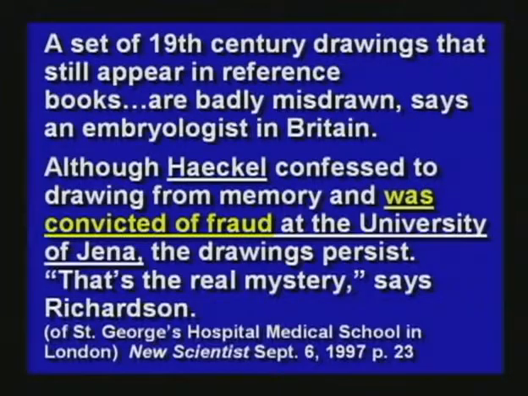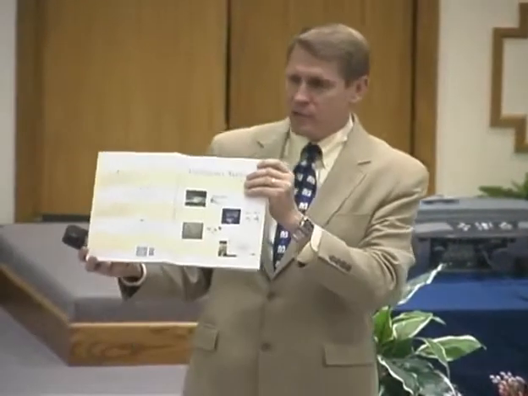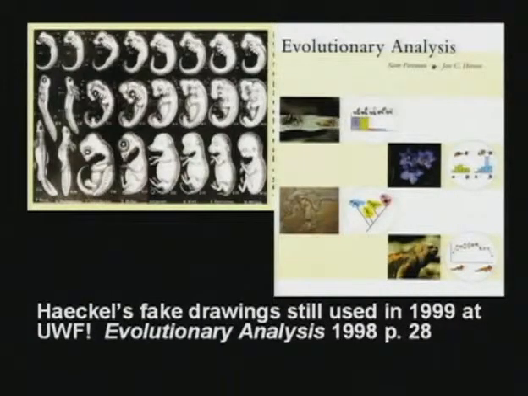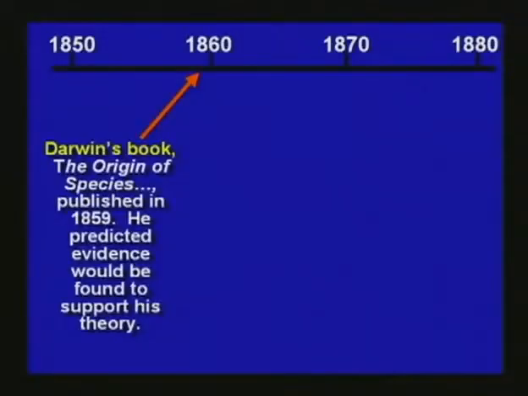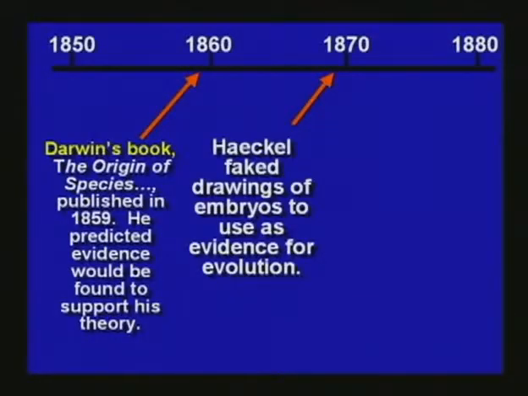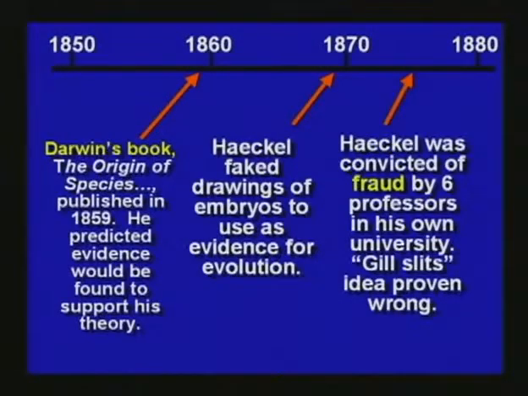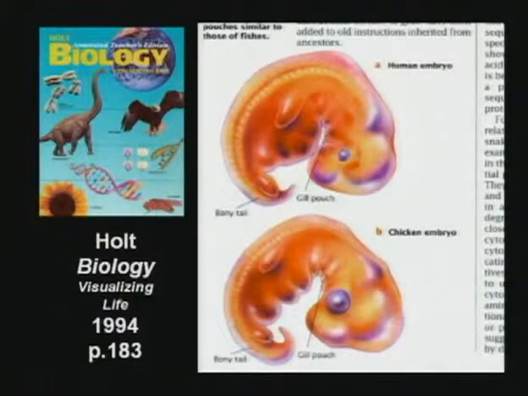It's still used in this book, Evolutionary Analysis, a college textbook, 1998 edition, used at University of West Florida: the exact same chart of Ernst Haeckel. That's only been proven wrong since 1875, okay? I know it takes a while to get textbooks up to date, but that's long enough. I think 130 years, they ought to be able to get it out by now, don't you think? Okay? More about the gill slits in this book here, Icons of Evolution. Darwin's theory, his book came out in 1859. He predicted they would find evidence. 1869, Haeckel faked the drawings. 1875, it was proven wrong. But it's still in textbooks used all over the planet.